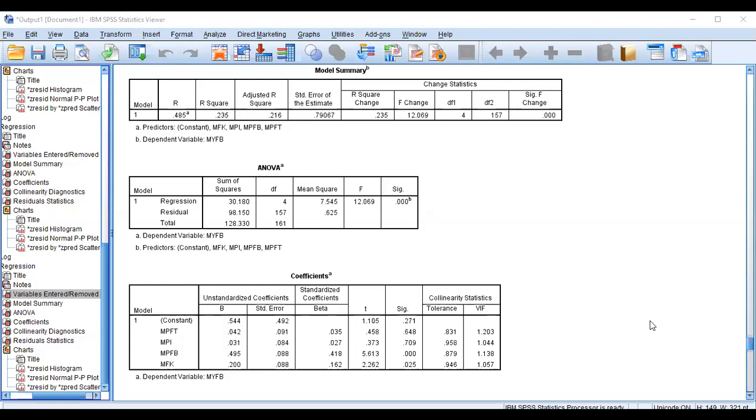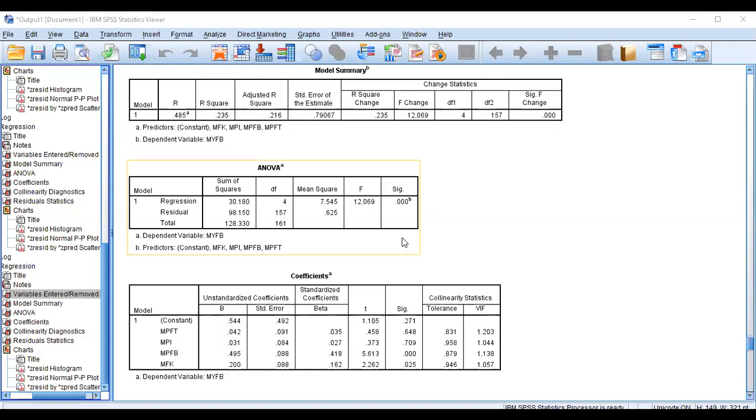To see whether the overall model is significant or not, we see in the ANOVA table the sig value. You see this sig value? If it is less than 0.05, then the model is overall significant.